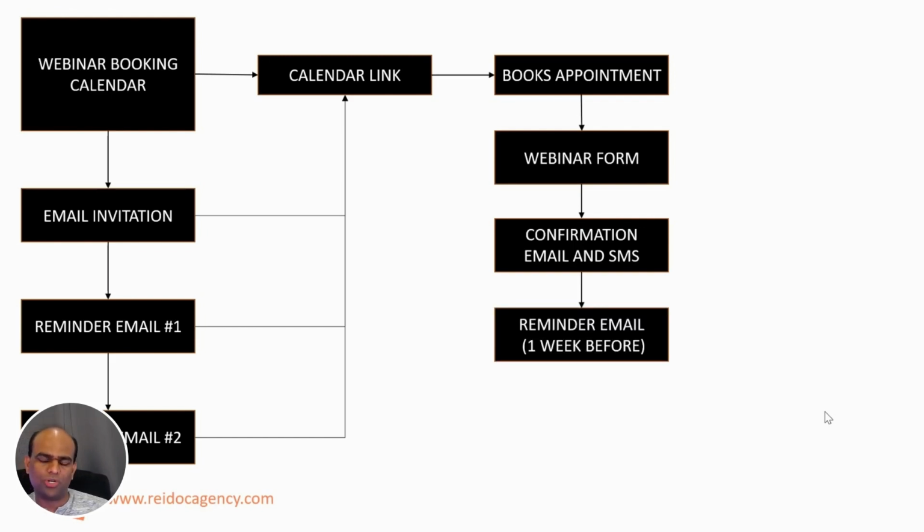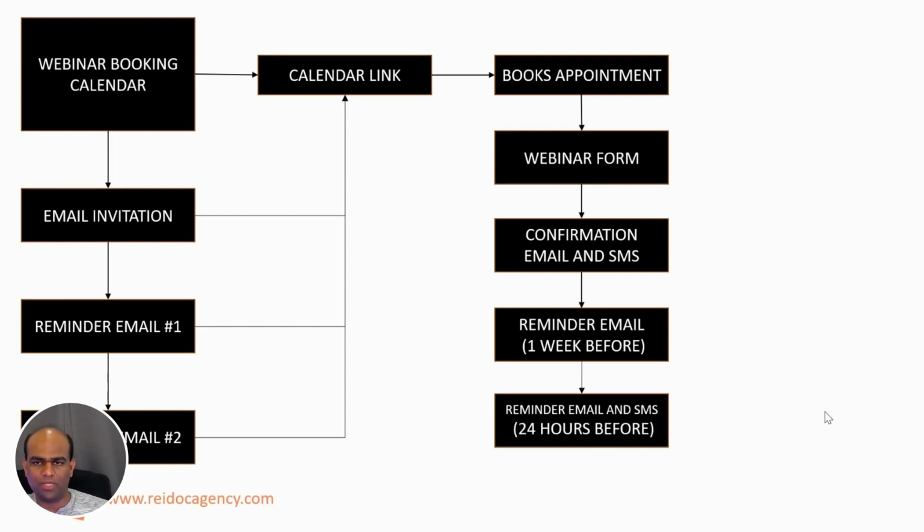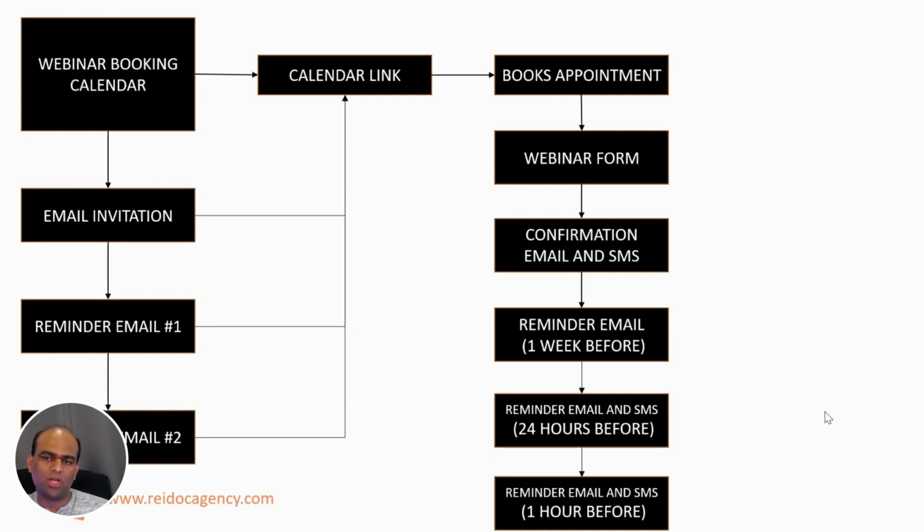And always make sure you remind them, right? So people may book a webinar date 2 months from now, they may forget, and they have to actually prepare for the webinar. So it's useful to send them a reminder at least a week before, saying, "Hey, your webinar is coming up next week." And also, we usually send an email and SMS alert 24 hours before the webinar date and time, and another reminder 1 hour before, so that they are ready to go at the appropriate time.